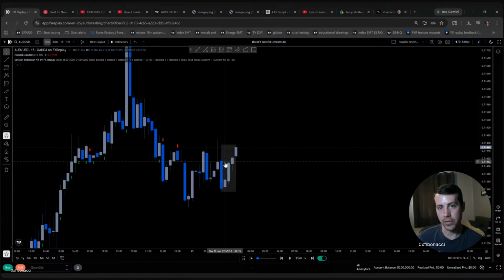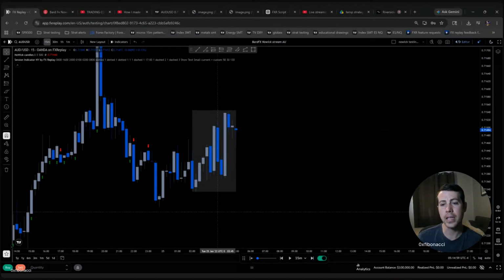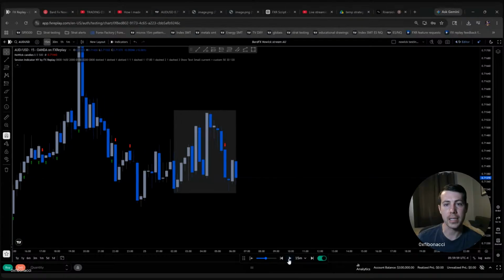So move down, move up, close past this body. Now we would be looking for longs, but we don't have any Nowick candles. And this is where the indicator is super helpful. Honestly, if you're trying to do efficient backtesting, you can just literally play price forward, pause it when a Nowick presents, and analyze at that point.